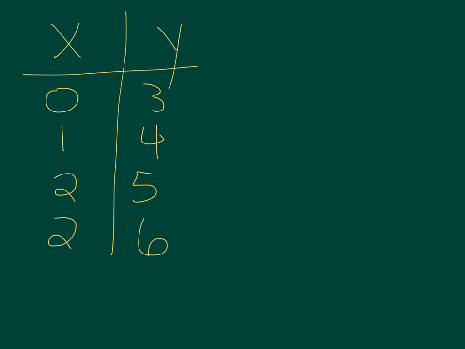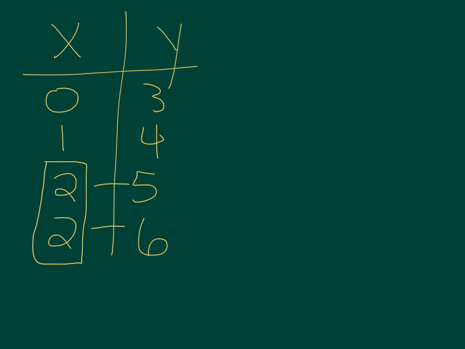If you look at the numbers on this xy chart, you'll see that the 2's have two different y values that go with them. That means that this would not be a function because the 2's have a 5 for a y value and a 6 for a y value.